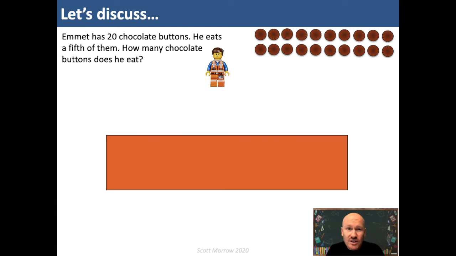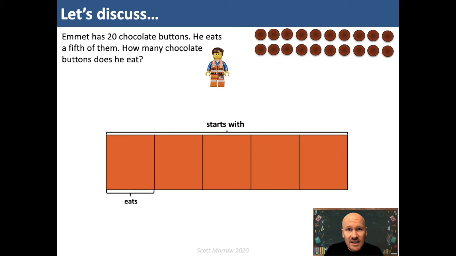That bar is going to represent the whole amount, which in this case is all the chocolate buttons that he starts with. He eats 1/5 of them, so we're dealing with fifths, so let's split this bar into 5 equal parts. We know that he eats 1 of those shares, which means he's left with the rest of those shares. We know that he had 20 chocolate buttons to begin with, so let's put that there.